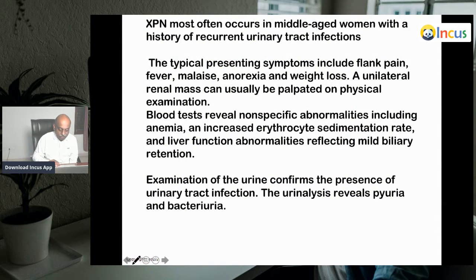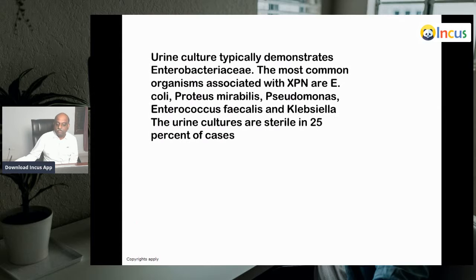Whereas in the case of the adults, typically xanthogranulomatous pyelonephritis is in middle-aged women. Recurrent UTI, flank pain, fever, malaise, anorexia, weight loss. A unilateral renal mass usually palpated. And pyuria, bacteriuria will be there. So that is a presentation. E. coli, Proteus mirabilis, Pseudomonas, Enterococcus, they are all the organisms.